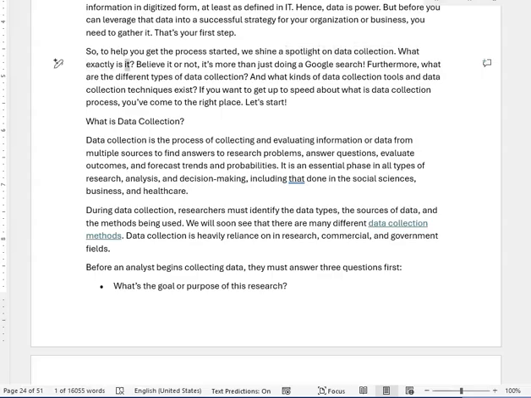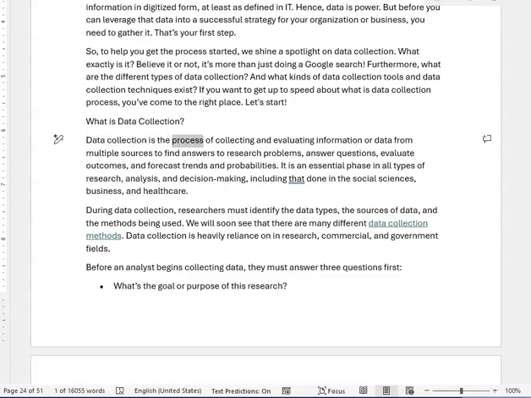What exactly is it? Believe it or not, it's more than just doing a Google search. Furthermore, what are the different types of data collection? And what kinds of data collection tools and data collection techniques exist? If you want to get up to speed about what the data collection process is, you've come to the right place. Let's start. What is data collection?